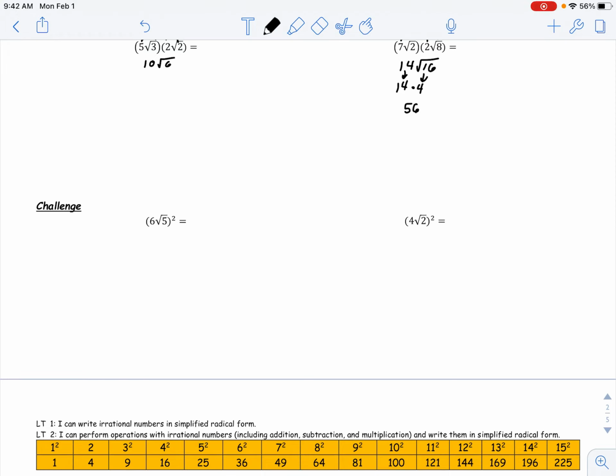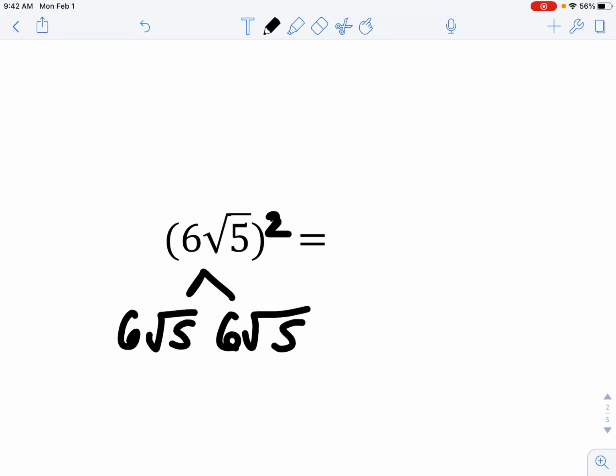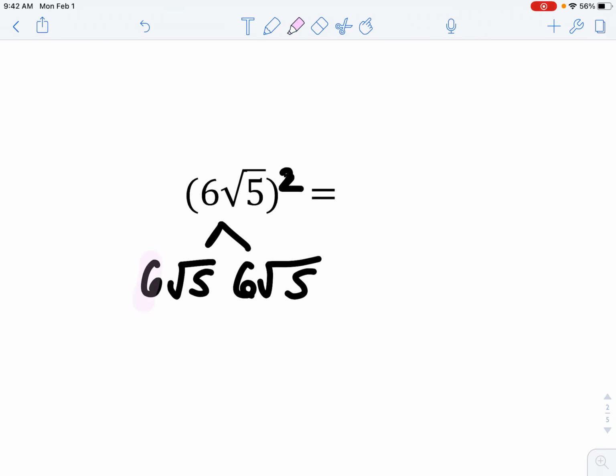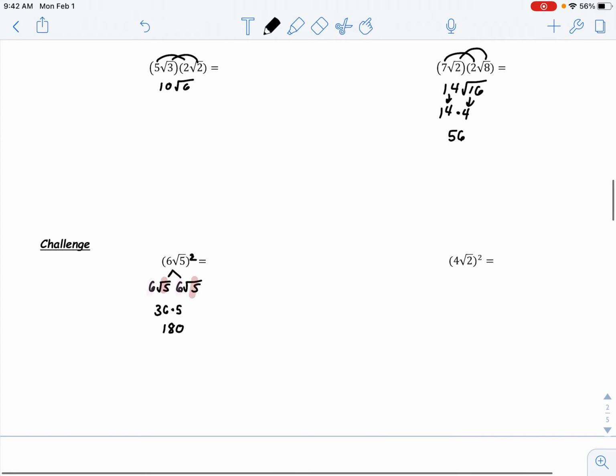Cruising right along. What do we got here? Challenge problems. This ain't no challenge to me. 6 radical 5 squared. Since this is squared right here, remember this just breaks up into 6 radical 5, 6 radical 5. Ooh, we've just been practicing this the whole time. 36. What's radical 5 times radical 5? We know it's 5. All right, you get radical 25, which just simplifies to 5, and this is going to simplify to 180.